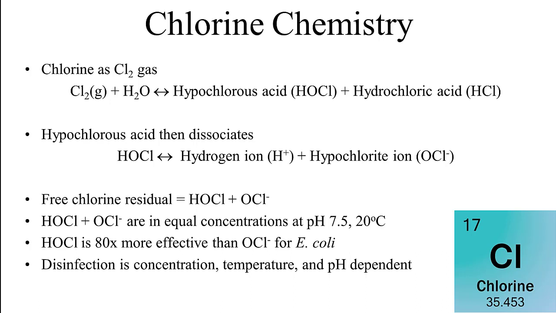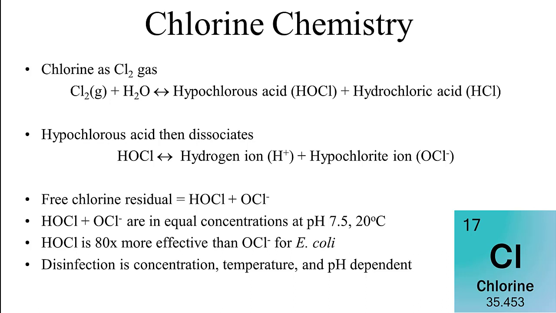For the first equation, chlorine gas, which is Cl2, is added to the water. When chlorine is added to the water, hypochlorous acid, HOCl, and hypochlorite ion, OCl-, are formed. The combination of hypochlorous acid and the hypochlorite ion is the free chlorine residual. This reaction is pH dependent, and at a pH of 7.5, the concentrations of hypochlorous acid and the hypochlorite ion are equal. As the pH goes below 7.5, hypochlorous acid becomes the dominant compound.